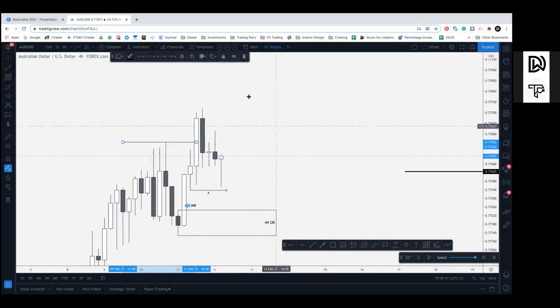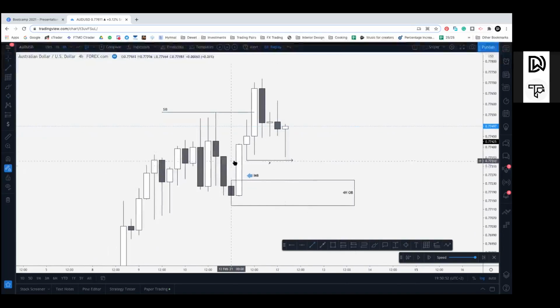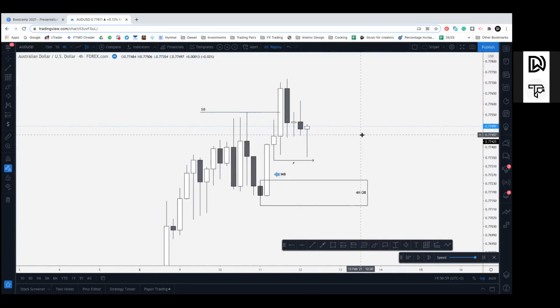Structure break to the top. So we have that structure break towards the upside and strong body closes above those wicks. Very nice. Even on the 4 hour, it's even clearer. The equal lows, very clear empty space in this area. So we have imbalance in this area to fill.